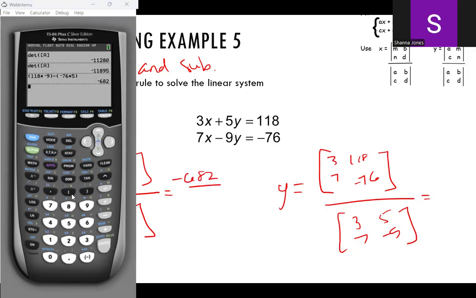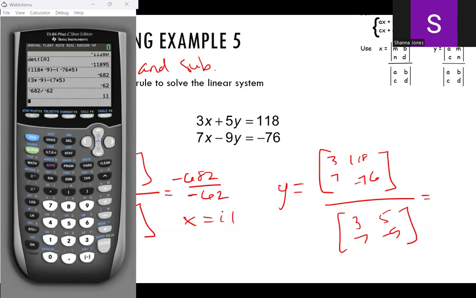My denominator, and notice, I'm not even trying to do the math for real. I'm putting it in and letting the calculator do it. 3 times -9 minus 7 times 5, and I get -62. And then I'm going to divide those. So we get -682 divided by -62, and I get 11. So x is 11.